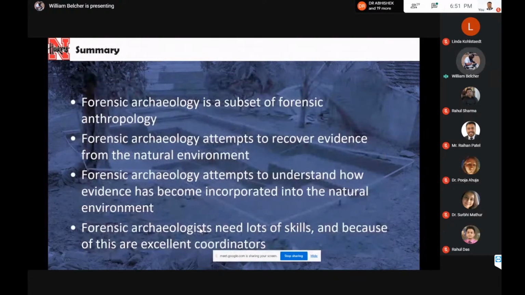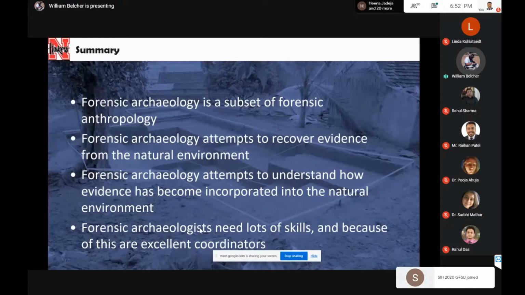So in summary, I just want to say that forensic archaeology is a subset of forensic anthropology, but it's the aspect, what we would call the tactical or the field aspect, that attempts to recover the evidence from the natural or cultural environment, I would say, if it's inside a building. Forensic archaeology attempts to understand how evidence has become incorporated into the natural environment.